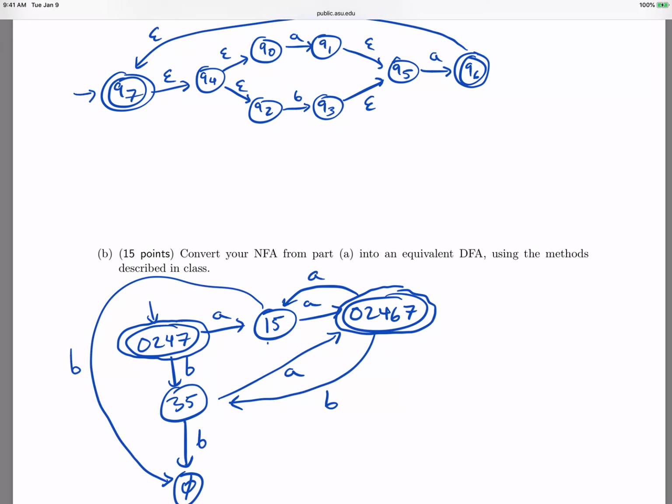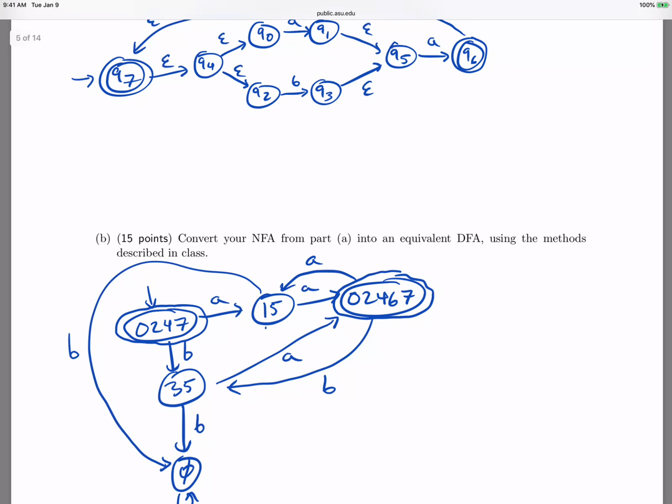Okay? If I apply A from 1, 5, well, I can go to 6, 7, 4, 2, 0. So that's why I have the state 0, 2, 4, 6, 7. Then I can do A there. If I did B instead, well, the only state that mattered there was Q2, which would take me to 3 and 5, which would put me at a state 3, 5. And then I can make the states as need be.